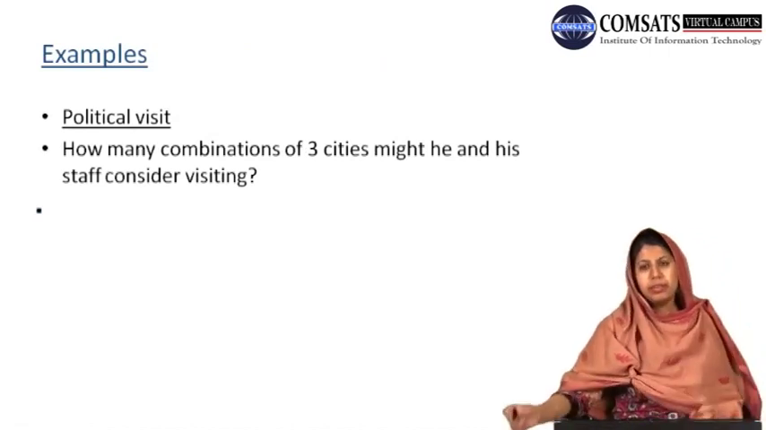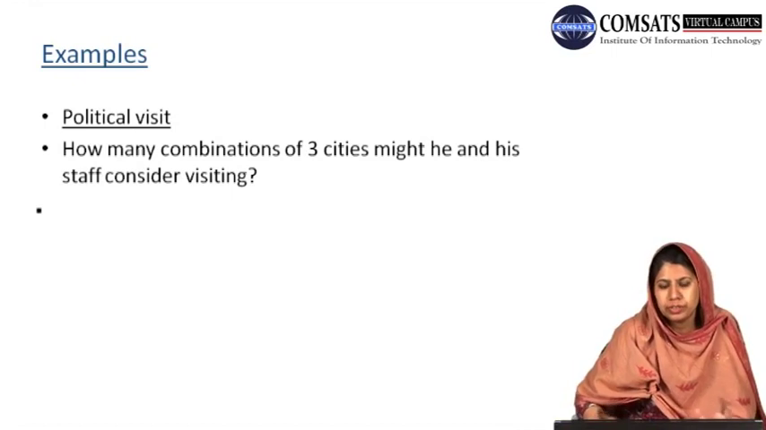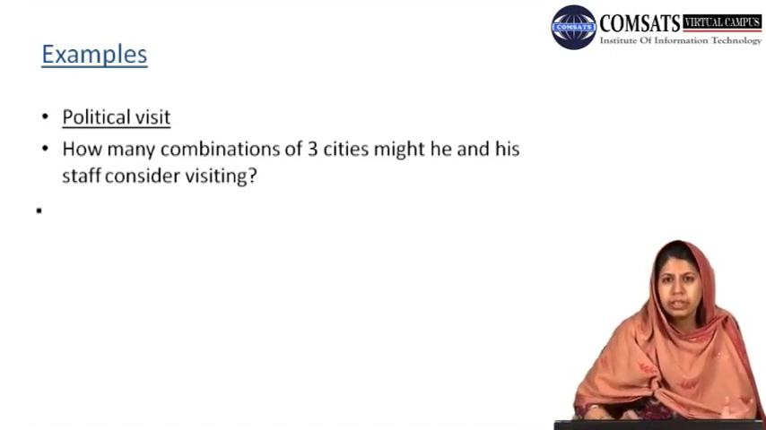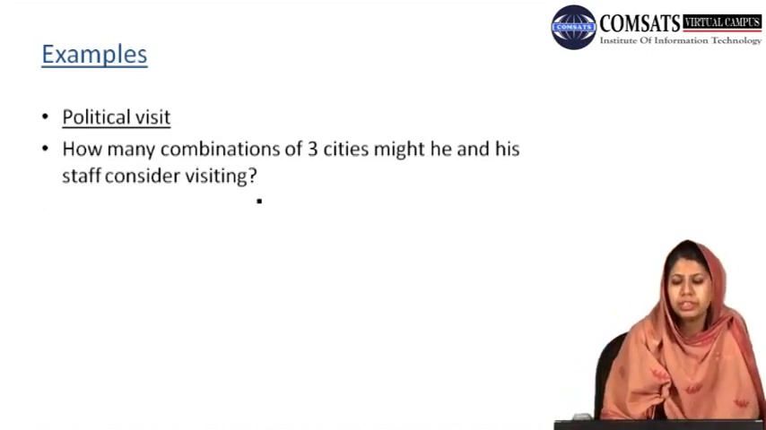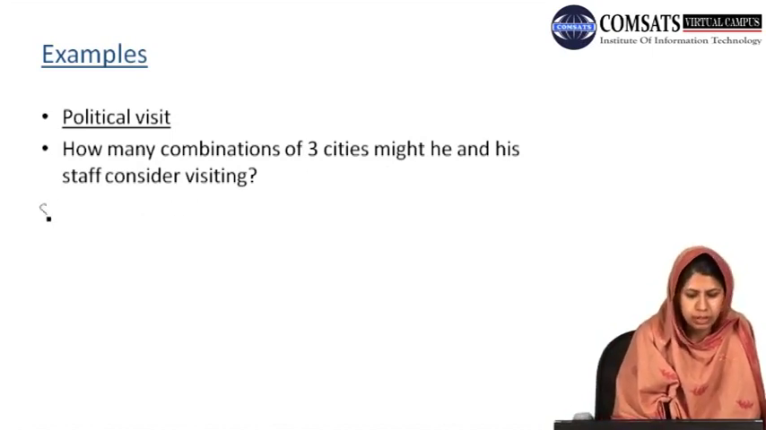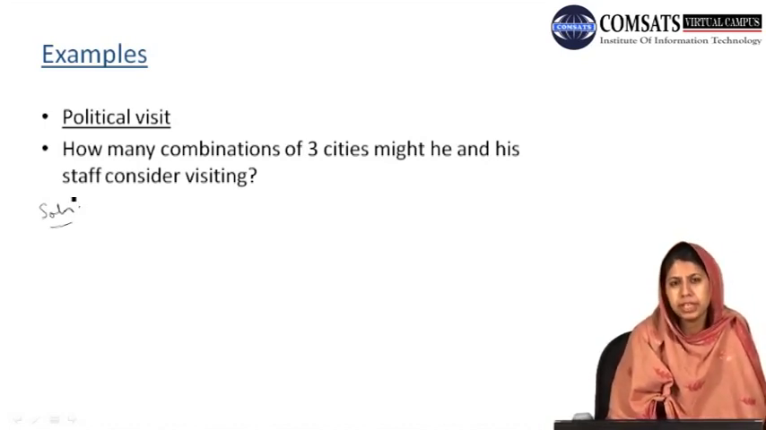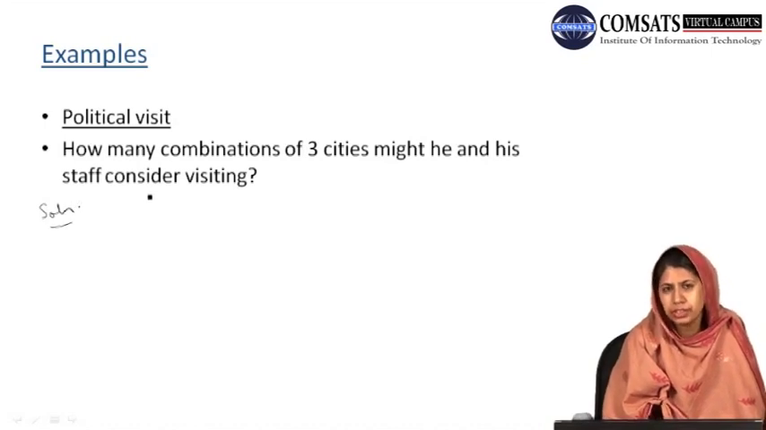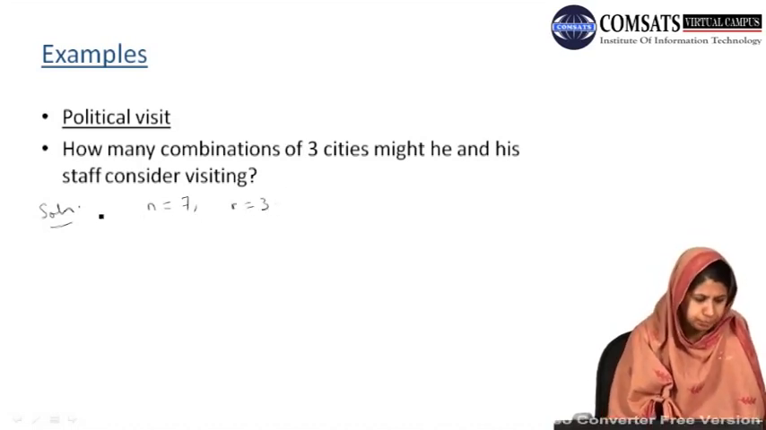For example, an example of a political visit, where a presidential candidate is given 7 cities before going to the next stage, and he can only visit up to 3 cities. So what are the combinations of 3 cities he and his staff might consider visiting? That is, we have to find the total number of combinations when a presidential candidate and his staff visit 3 cities from the total of 7 cities. That is, n is equal to 7 and r is equal to 3.